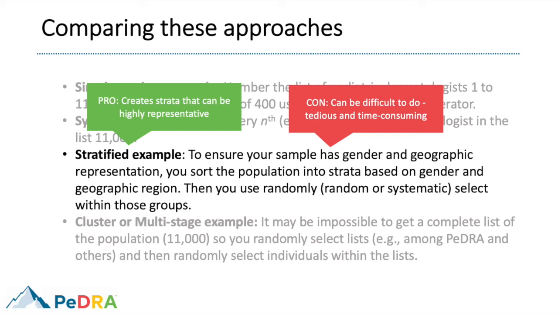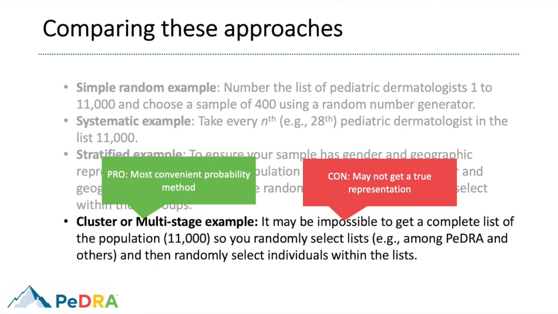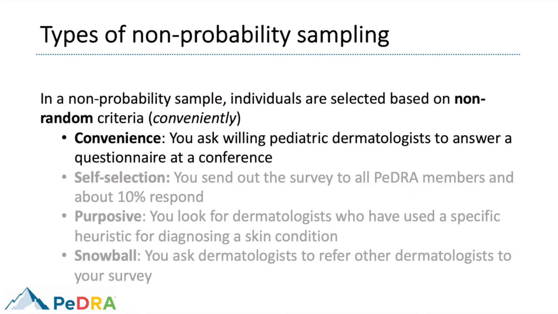It really comes down to what is easier or makes more sense given those two alternatives. Stratified sampling might make more sense if you're worried about getting certain groups within your population. The most convenient probability method is using a cluster or multi-stage approach. You may not get a true representation, but it is often a good feasible alternative. Now let's look at non-probability sampling that does not include random or systematic selection.